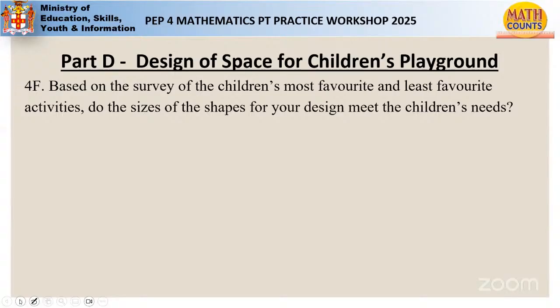This is the last question. Remember, at the beginning we did the survey, and we know how many students liked a particular thing, what was the favorite and what was the least favorite. So they're asking now, based on the survey of the children's most favorite and least favorite activities, do the sizes of the shapes for your design meet the children's needs? What do we mean by this?